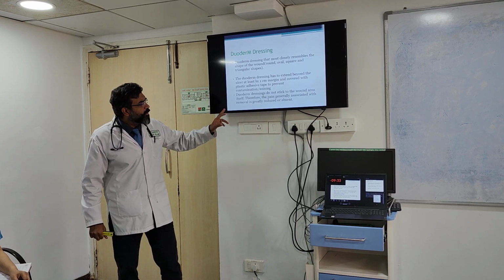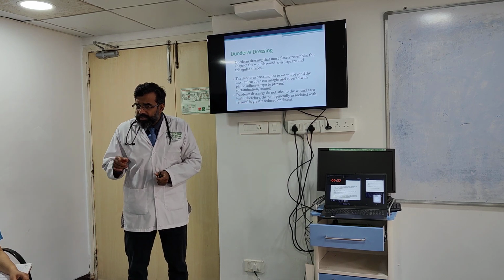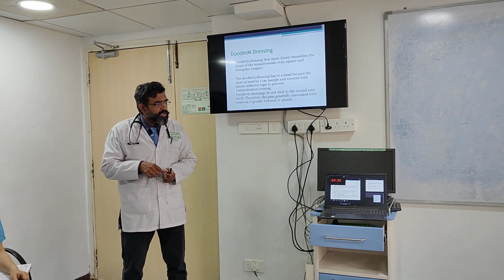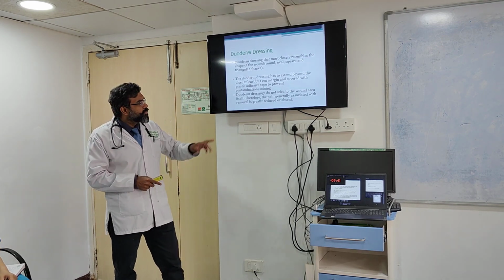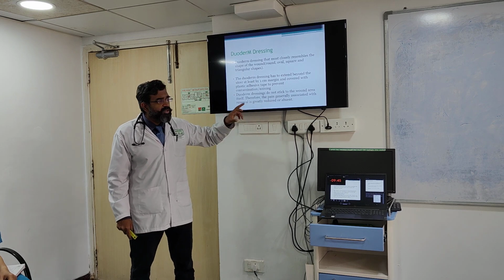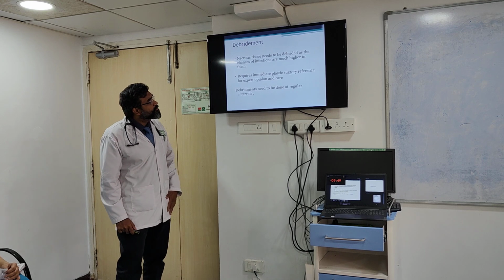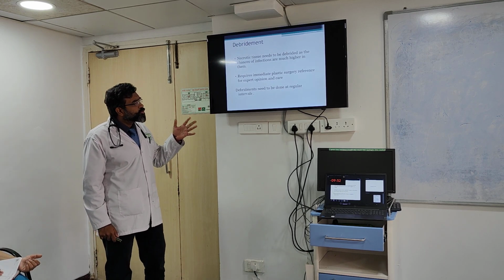Clear? Deoderm dressing does not stick to the wound area, so it doesn't stick to the wound. It is the surrounding part of the deoderm that sticks to the skin. Therefore, the pain generally associated with the removal is greatly reduced or absent. That's why we use deoderm dressings. It doesn't stick to the wound. Clear? Necrotic tissue needs to be debrided.